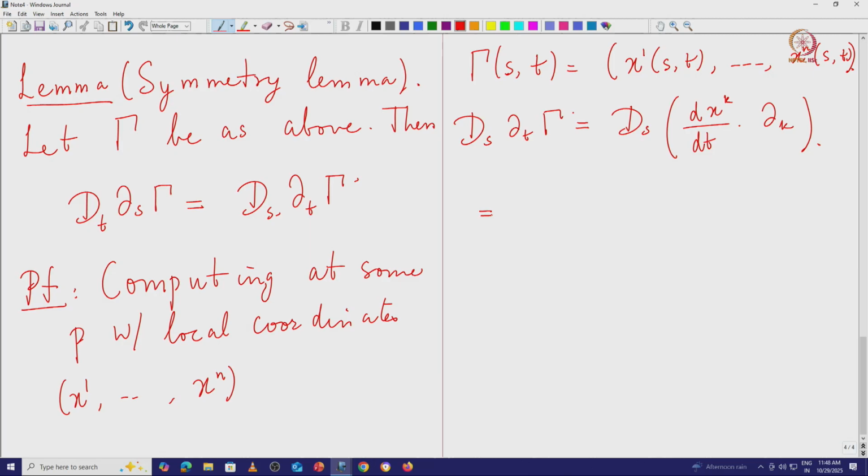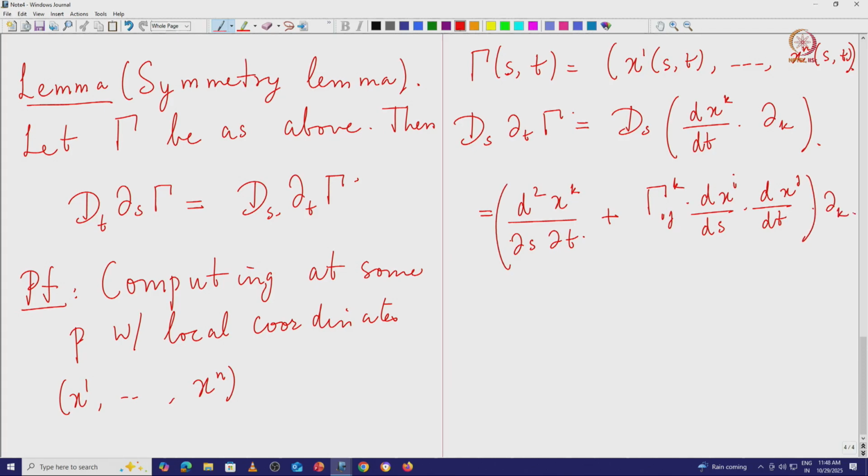But then the covariant derivative along the curve is simply given by taking the derivative in the s direction plus some terms that come from the Christoffel symbols, right. So, you will have ∂x^i/∂s times ∂x^j/∂t, okay, this whole thing times ∂_k.